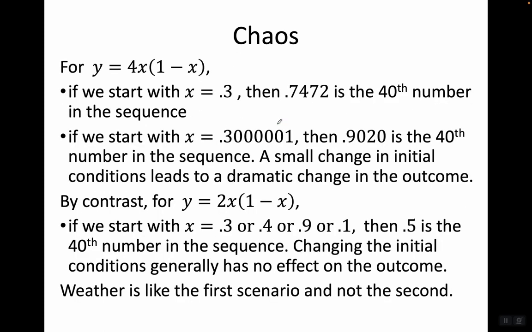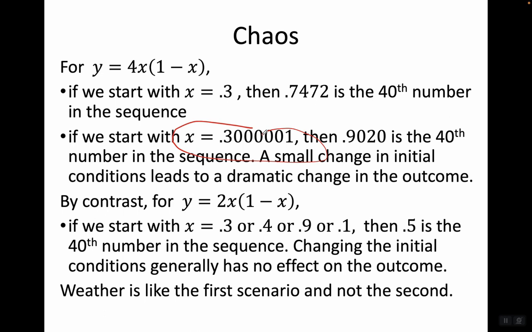For y equals 4x times 1 minus x, if we start with x equals 0.3, then 0.7472 is the 40th number in the sequence. If we start with this number, then 0.9020 is the 40th number in the sequence. A small change, a tiny, tiny change in initial conditions leads to a dramatic change in the outcome.